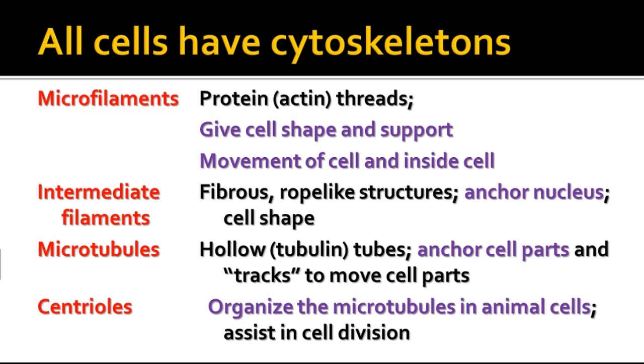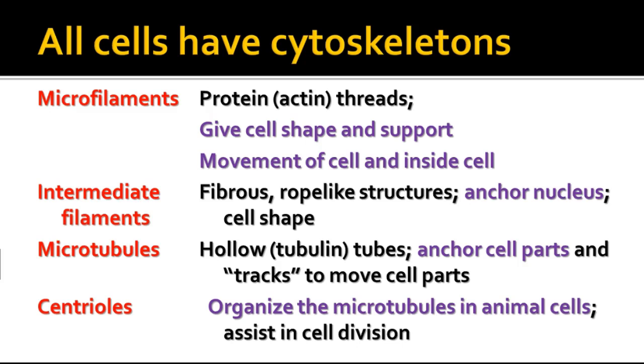Other structures that cells have are cytoskeletons. Cytoskeletons are composed of several different kinds of fibers that you find inside all cells, including prokaryotes and eukaryotes. There are three main kinds of fibers. There are microfilaments, which are protein threads of a protein called actin. Microfilaments are involved in giving the cell shape and support and allowing for things to move around inside the cell. Also, some cells move by means of flagella or cilia, extensions of the cell membrane. These extensions are made of microfilaments as well.